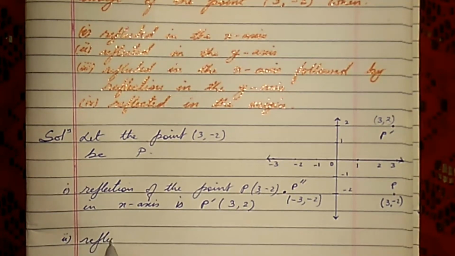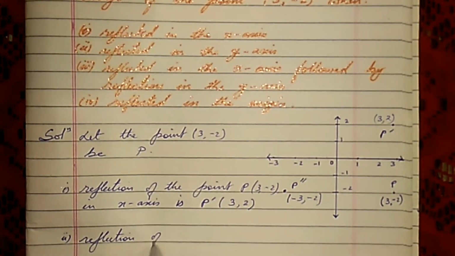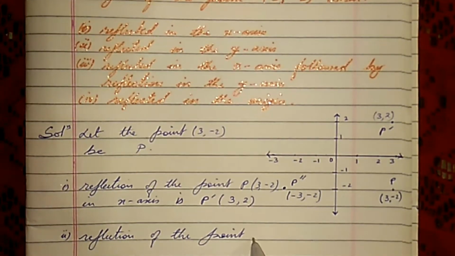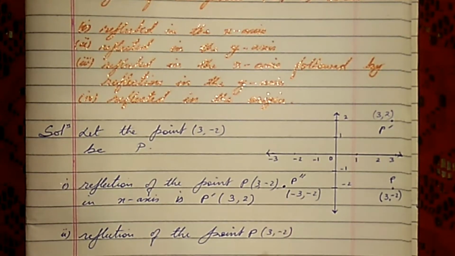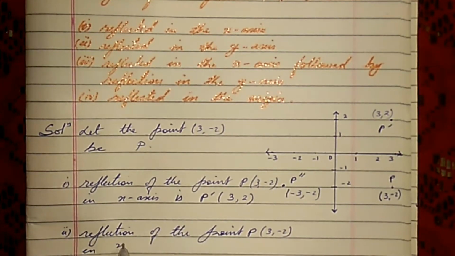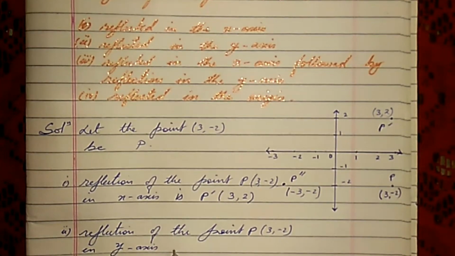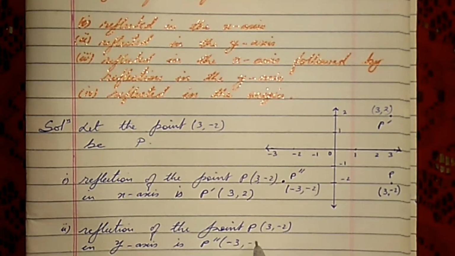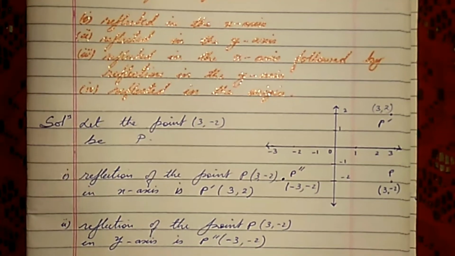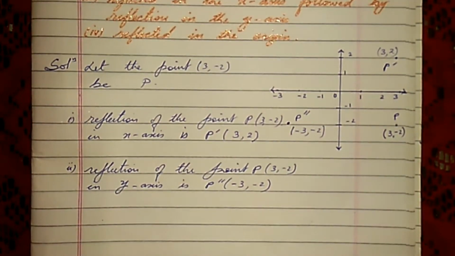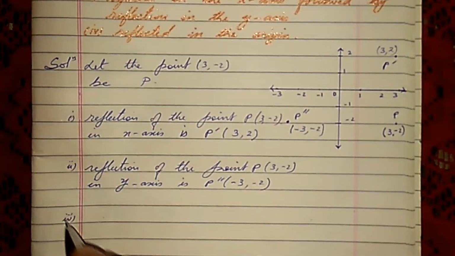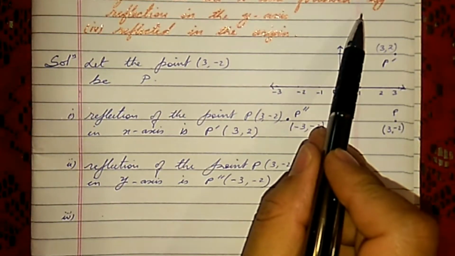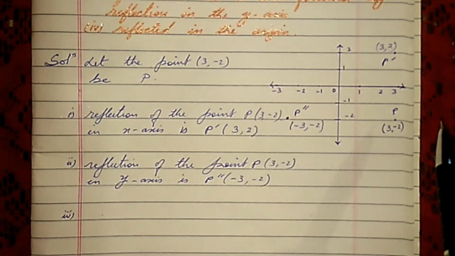Therefore, the reflection of the point P (3, -2) in the y-axis is, suppose P double prime, will be (-3, -2). So that's the answer to question number 2. Now the third one. The third one is a little tricky. What does it say? It says reflected in the x-axis followed by reflection in the y-axis.